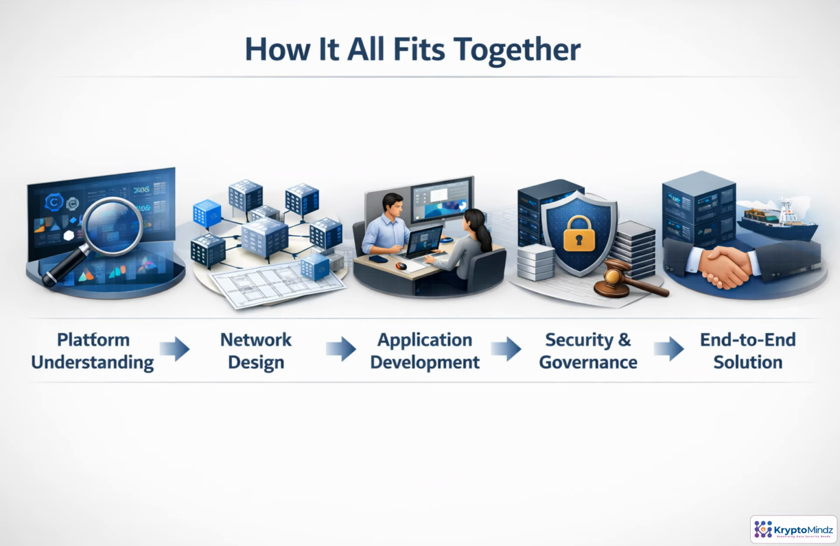The sequence mirrors how a real enterprise blockchain effort should mature. We start with platform fundamentals, so technical choices stay tied to business value. Next comes network design, because weak architecture is difficult to repair later. Then we build applications on top of the network. Before going live, we address governance, compliance, and security. Finally, we bring everything together in an end-to-end deployment scenario.